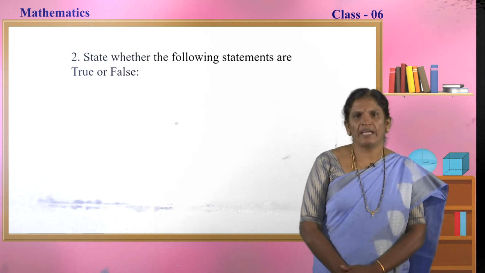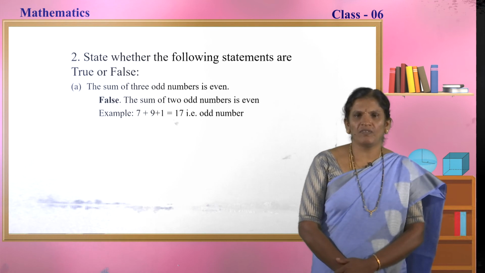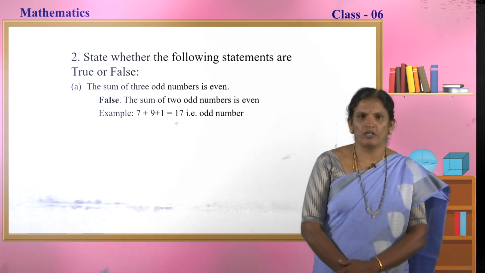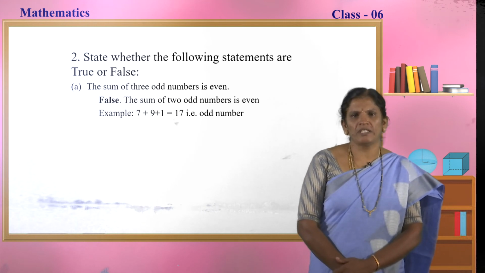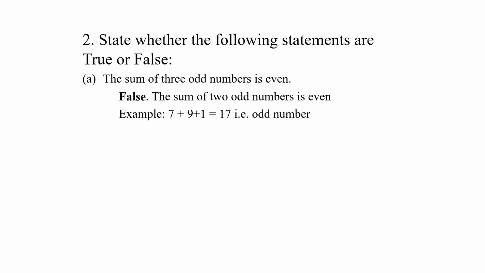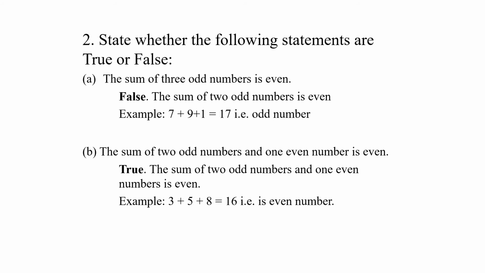Now, second main question in the same exercise: state whether the following statements are true or false. First question, the sum of 3 odd numbers is even. False, the sum of 2 odd numbers is even. See, for example, 7 plus 9 plus 1 is 17. Yes, it is an odd number. In the question they have given even, but we are getting an odd number, so it is false.